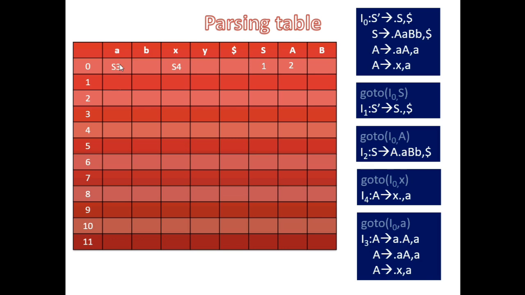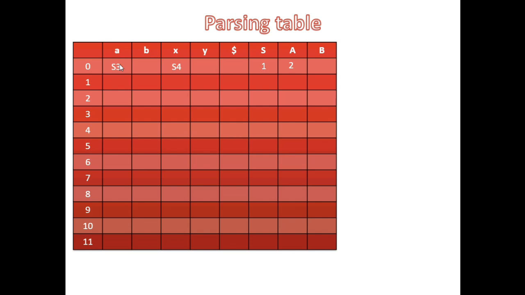Item set 0 does not have the dot at the end. Now we will go for the next production. Goto of I1, S. This is an augmented production because we have an S dash symbol. S dash tends to S dot dollar. If it is an augmented production and the dot is at the end, that means it is available in item set 1. So in item set 1, where dollar is there, simply make it accepted.